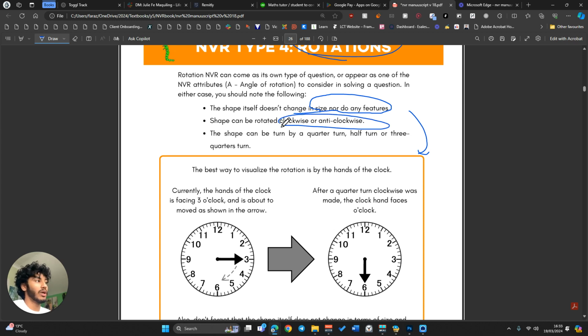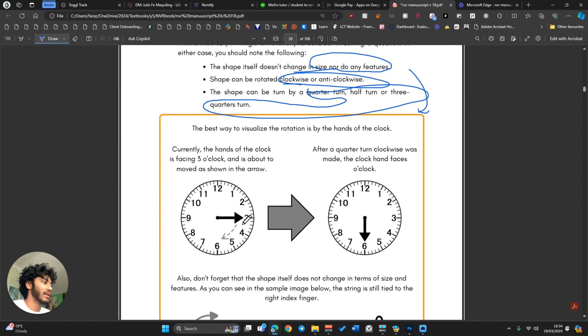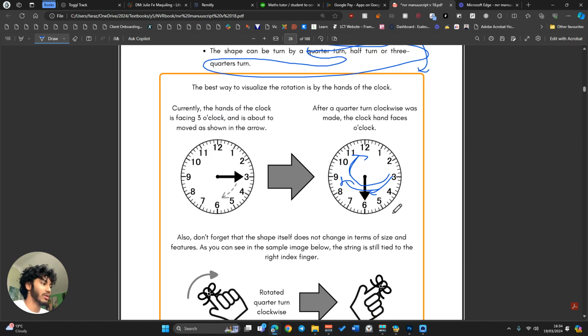It can be rotated either way, clockwise or anti-clockwise, depending on what they ask you to do, and they can rotate it as different amounts. So they might ask you to, like they do in the clock, rotate it only a quarter turn, and they might ask you to do a whole half turn, which will get you to 9, or 3/4, which will get you to 12.